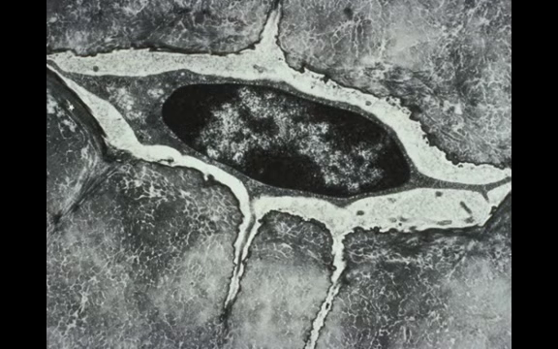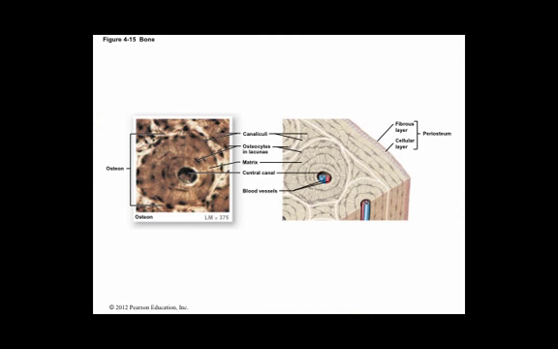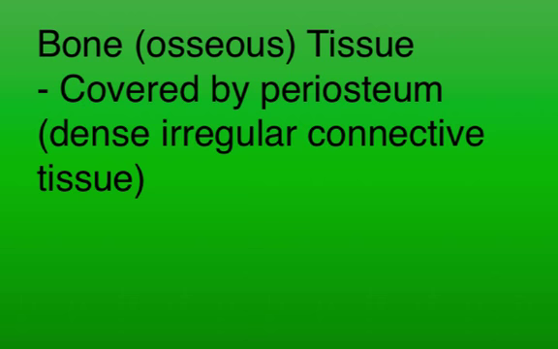Compact bone is arranged in concentric circles of matrix around a central canal. The osteocytes within their lacunae are found between the layers of matrix. Canaliculi are small channels that form between the lacunae to allow for the transport of nutrients, gases, and waste products between the cells. Bone tissue is covered by a dense, irregular connective tissue called periosteum.